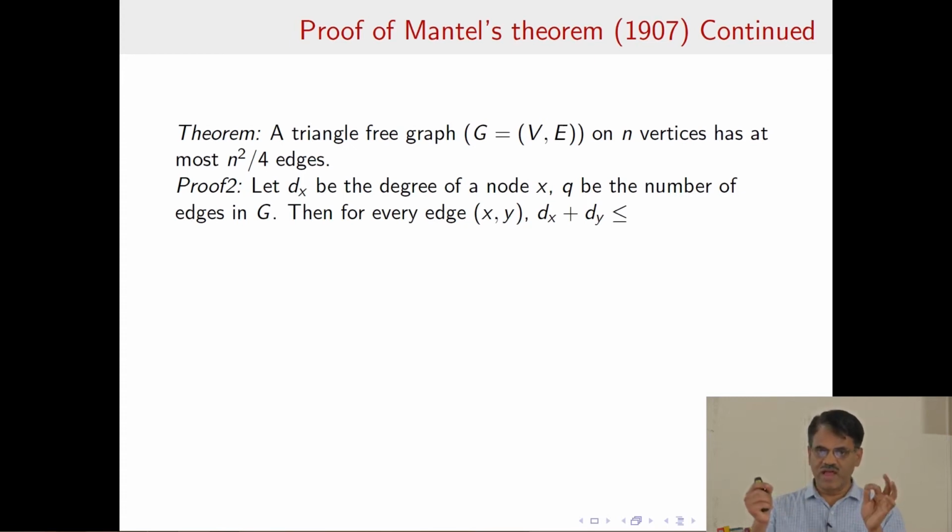So xy is an edge. So how many edges can they go out of xy to the remaining? We already saw this. So totally there are n vertices. So n minus 2 edges can go out, plus you have to count for this 2 degree, right? If you look at the degree, this is 1 degree, this is 1 degree. So totally n, right? Is that clear?